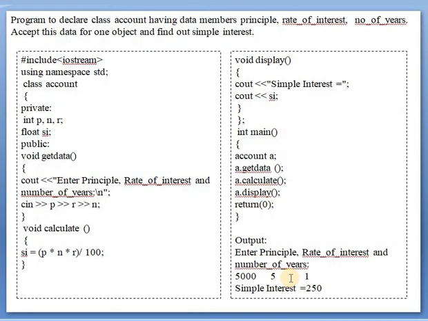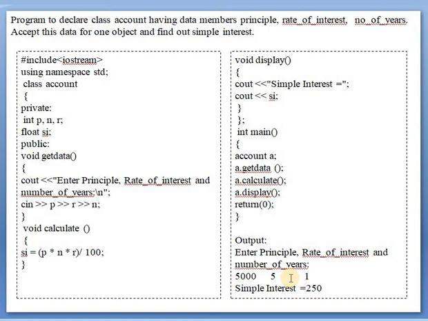Now see here, we can see another program, a program to declare a class account having data members principal, rate of interest, number of years, accept this data for one object and find out simple interest. So here we have to declare the class account, then declare three data members, that is principal, rate of interest and number of years. After that we have to declare two member functions for taking the data from the user and displaying the data.